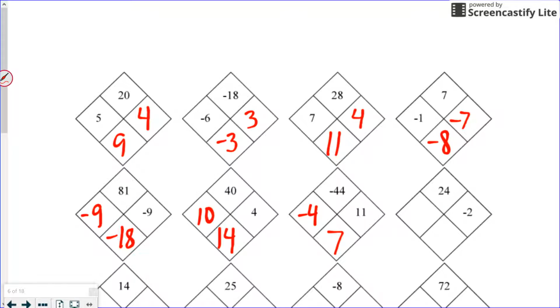And then 24 divided by negative 2 would be 12. They have to be negative. So negative times negative is positive.